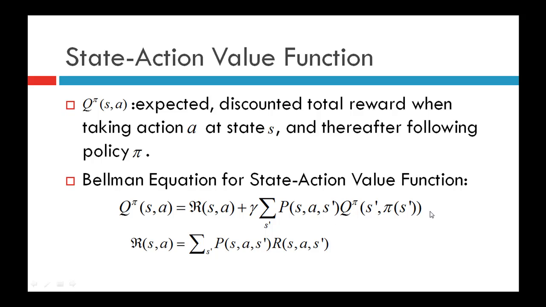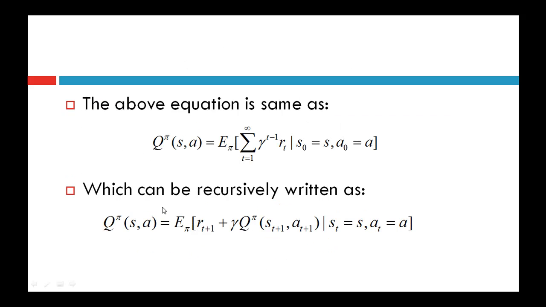This denotes the action taken by this policy in state s prime. And here the reward function R(s, a) is defined as the sum over all s prime of P^a_{s s'} times R^a_{s s'}. This is quite simple, and this has already been discussed in previous lectures, this equation for state action value function.